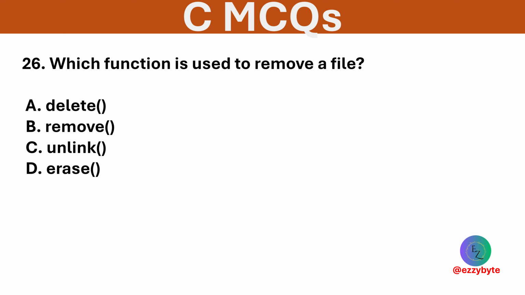Which function is used to remove a file? Options are delete function, remove function, unlink function, and erase function. Option B is correct. The remove function deletes the file from the file system.